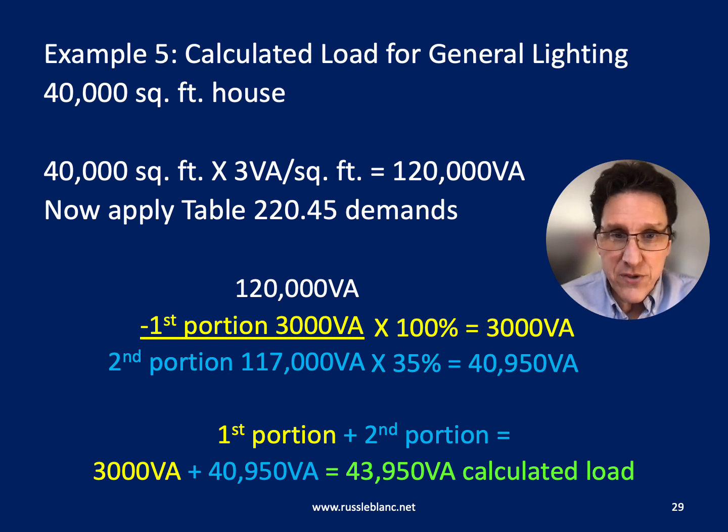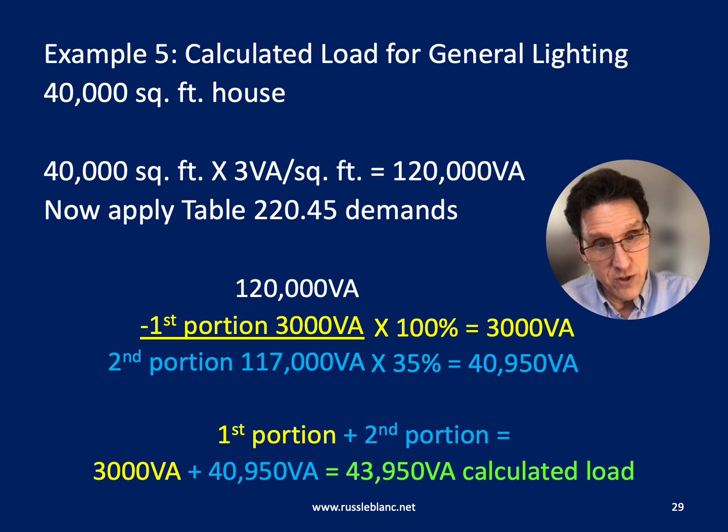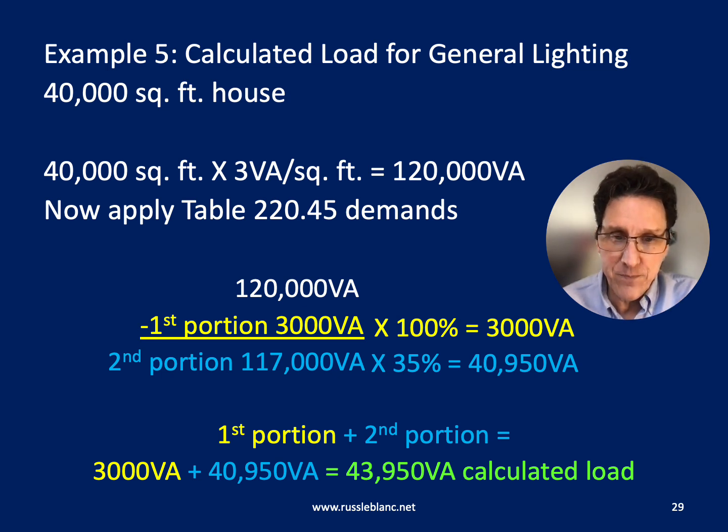The first portion is always going to be 3,000 volt amps. The second portion is always going to be 40,950. So if we add them together, 43,950. It's kind of like a magic number. So watch what happens when we get to using that third portion. We didn't need it for this one, but in the next one, we're going to get to that third portion. Now keep that 43,950 in mind because we're going to bring it back in the next example.